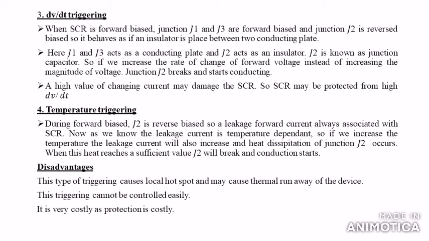But this method is disadvantageous because due to heating, local hot spots will be formed across the device, and this triggering cannot be controlled easily. It also requires additional protection for the device, and it is costly also.